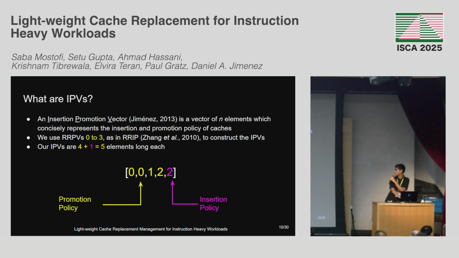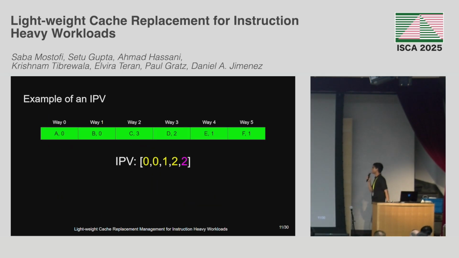So let's see how this works. Let's say we have an example of a cache set over here. We have 6 cache lines, A, B, C, D, E, and F, and we have this IPV which we will use to manage this cache. Just how to read this diagram: the first letter is the name of the cache line, and the next element is the current RRPV position. So we can see that A is at position 0, B is at position 0, and so on and so forth.